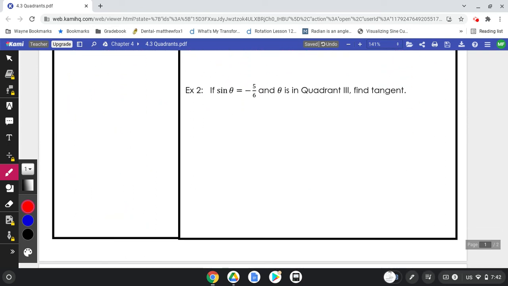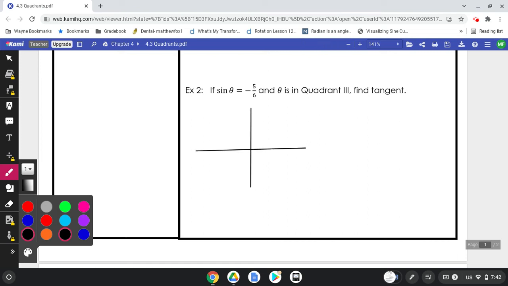So this one, once again, if sine of theta equals -5/6 and theta is in quadrant 3, find the tangent. So just like we just did, the last one was in quadrant 3. This one will be as well. It tells us that. We need to be careful. The hardest thing is those negatives. You've got to make sure you are taking care of that. So we know this triangle ends up somewhere down here, quadrant 3. I'll put my theta.